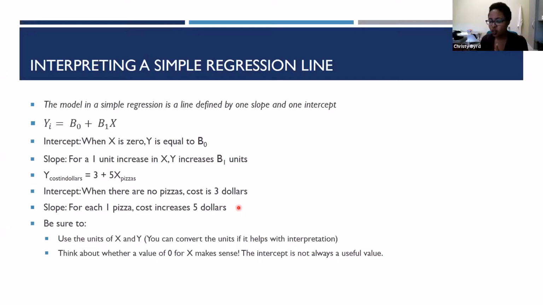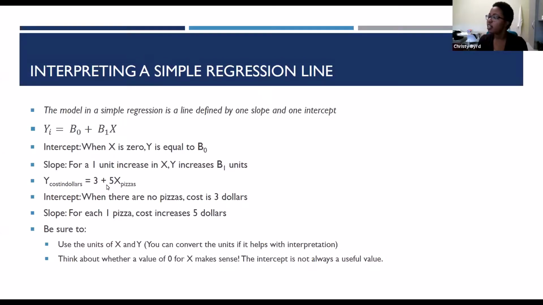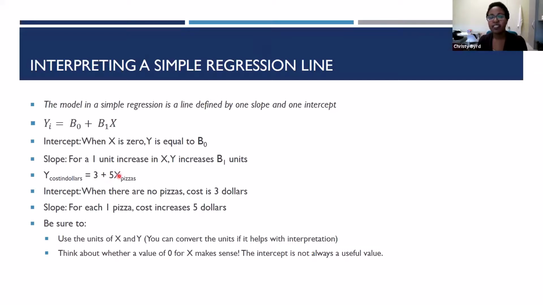But how much is one total pizza going to cost? It's not going to cost $5 because we have to add our intercept. 0 pizzas cost $3 and one pizza costs $8. So how much do 2 pizzas cost? We just fit it into our equation here. We're going to do 3 plus 5 times 2. 5 times 2 is 10 plus 3. So 2 pizzas is going to cost $13. One pizza costs $8 and 0 pizzas cost $3.